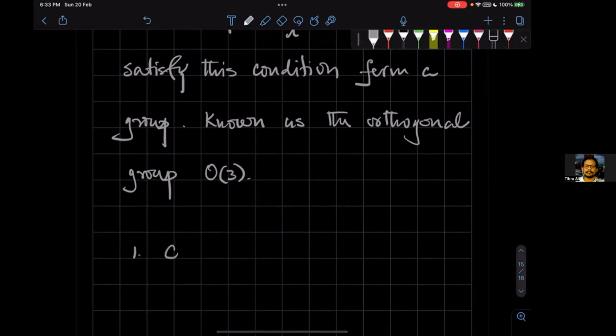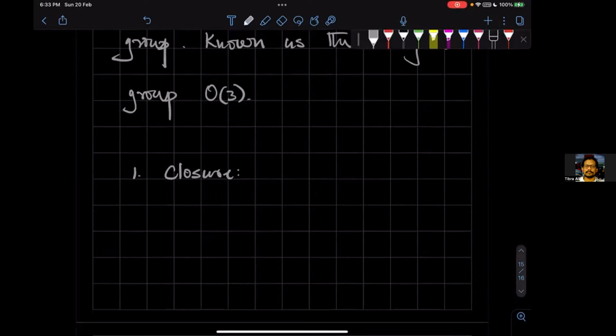Number one, closure. So let's say we have two orthogonal matrices, say O1 and O2. When we matrix multiply them, we get another matrix, say O3. So if O1 and O2 are orthogonal, is O3 orthogonal, right? That's the question. So let's see.